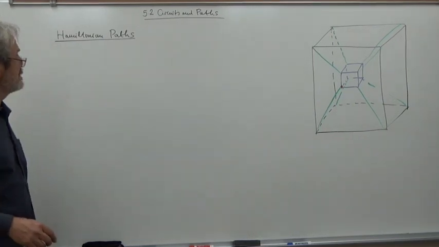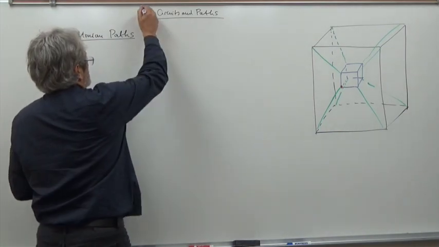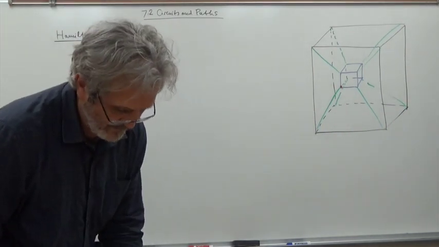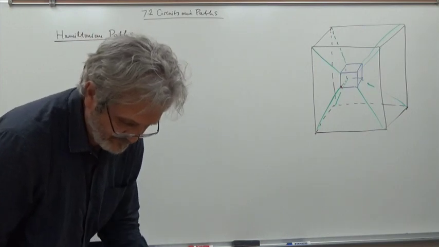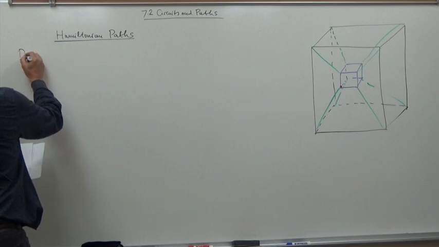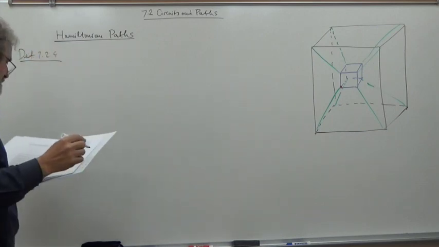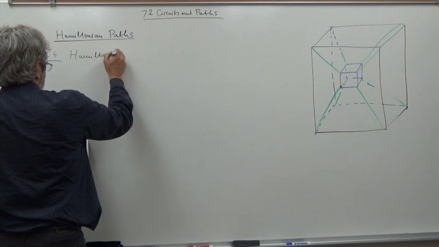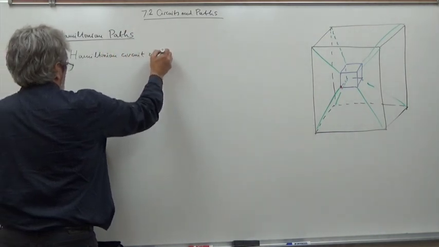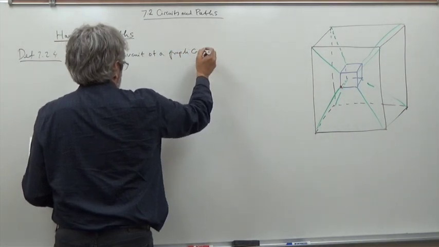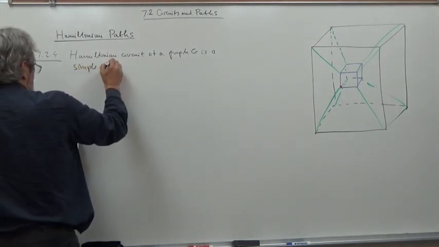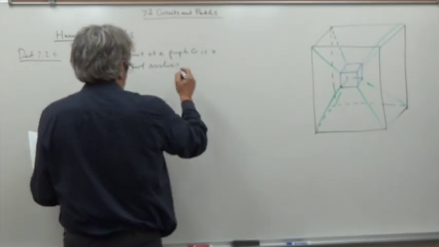So we continue with section 7.2, Circuits and paths, talking about Hamiltonian paths. So, definition of Hamiltonian circuits. Definition 7.2.4 says that a Hamiltonian circuit of a graph G is a simple circuit that involves every vertex of G.